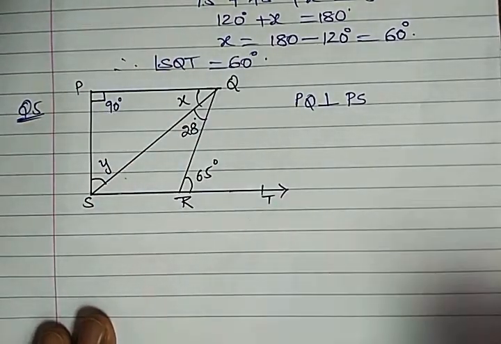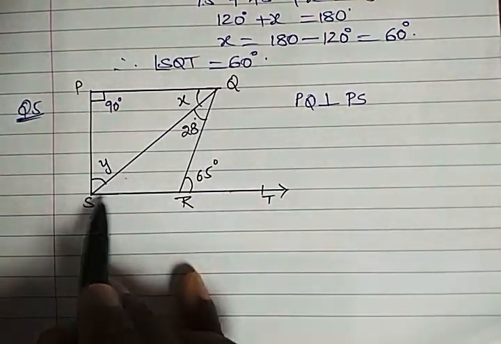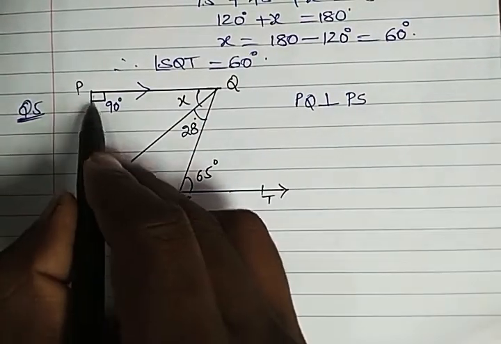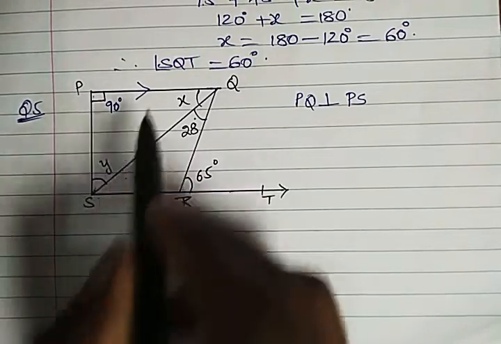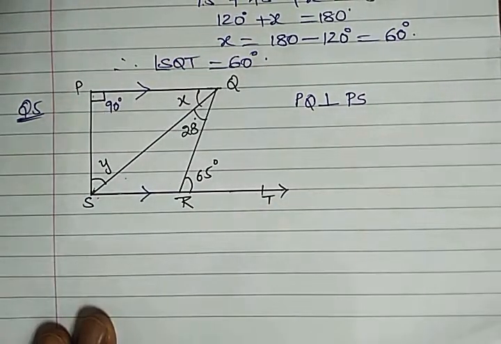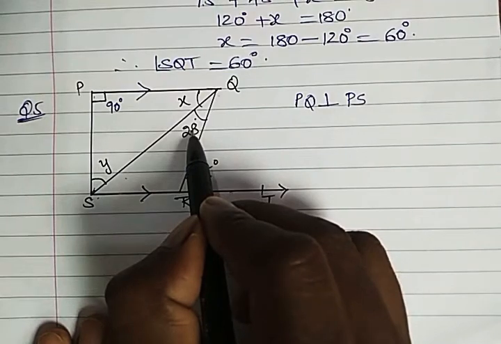Then what else is given? PQ is parallel to RS. These two are parallel lines. Not only is this perpendicular, but this is also a transversal. A line intersecting two parallel lines is a transversal. And then SQR is given. SQR is 28 degrees.